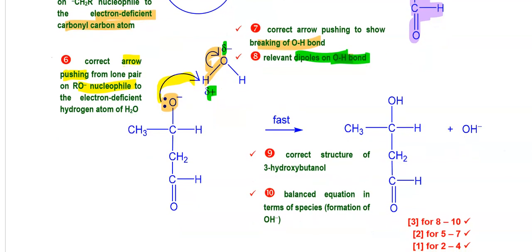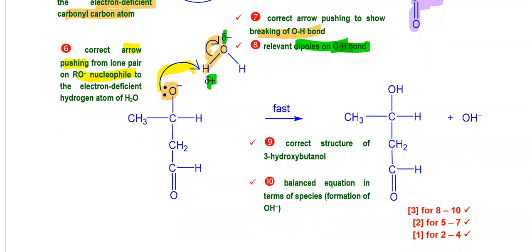Okay, so there are altogether 10 marking points you're looking at. For 8 to 10, you get full credit. 5 to 7, you get 2 marks, and then 1 mark if you get 2 to 4 ticks. Okay, so I will zoom out for you to pause the video, take a quick snapshot of this to make your corrections before I move on to the next part. Okay, moving on.